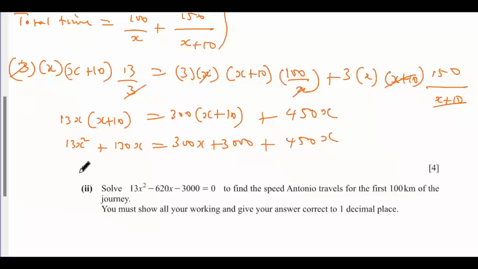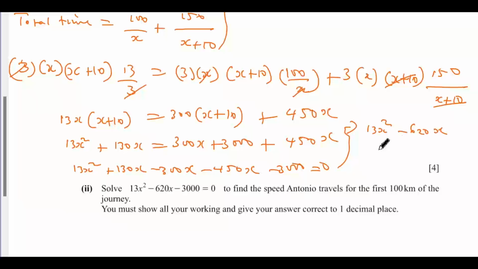450x. So if you rearrange this, you are going to have 13x squared plus 130x minus 300x, then minus 450x, then minus 3000 to be equals to 0, and finally this will give you 13x squared minus 620x minus 3000 equals to 0. So that has been shown.